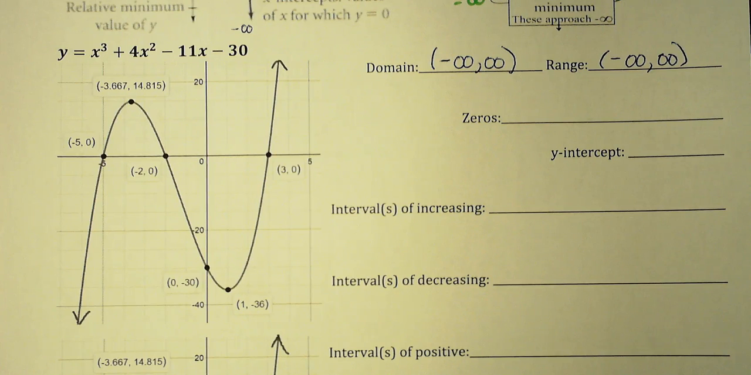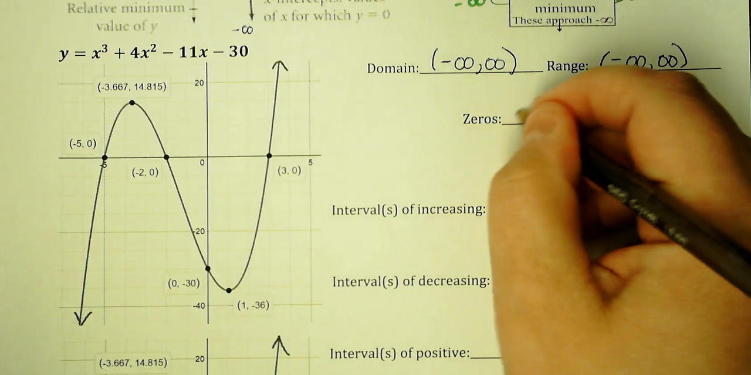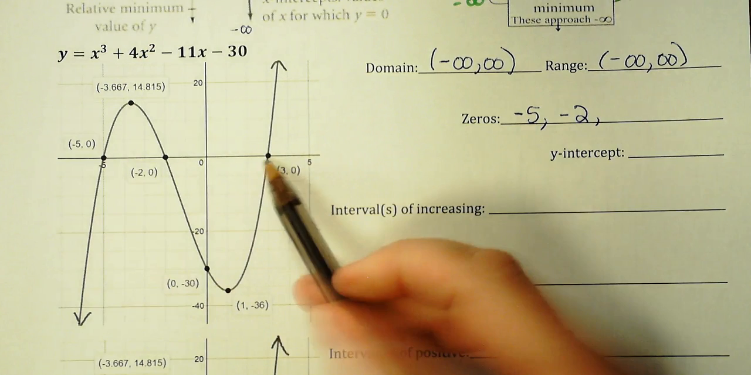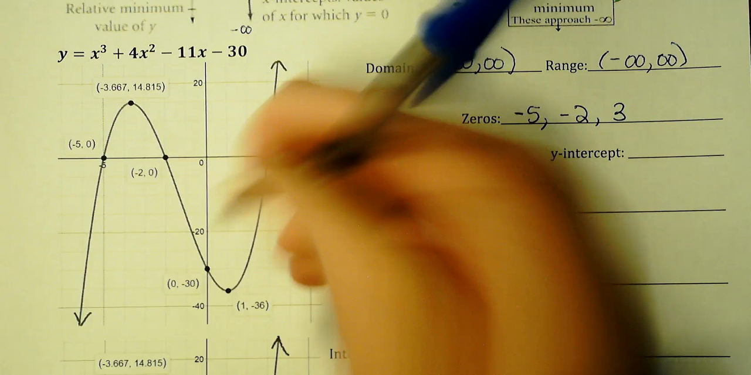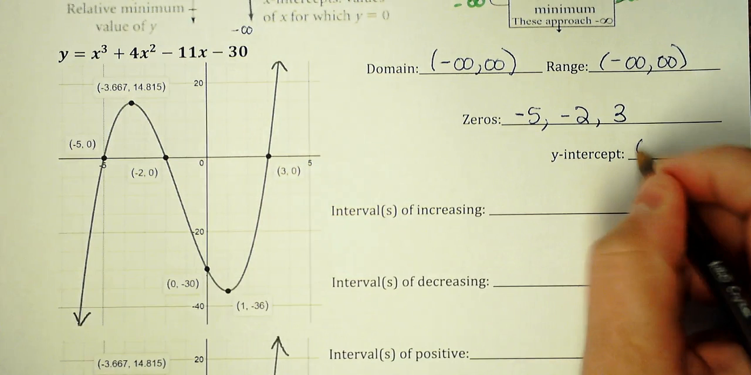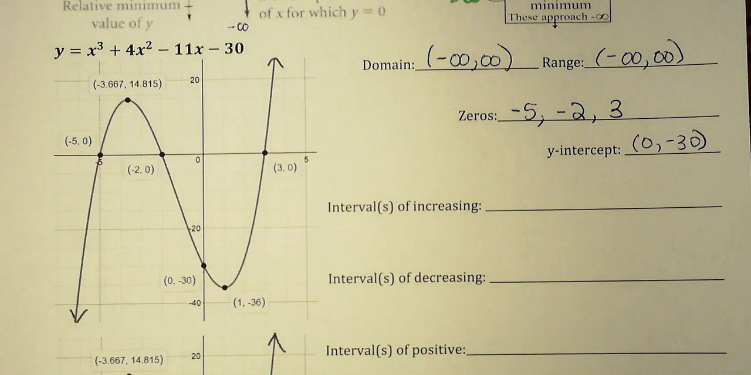Now, the zeros, all you're looking for there is where the graph crosses the x-axis, and it's the x value. So right here, I've got one at -5, I've got one at -2, and I've got one at 3. So those are my zeros. Just write those down. The y-intercept is where you cross the y-axis. So if you look right here, you just need the -30, or you can write the point, whatever's easier for you. But the y-intercept would be the point (0, -30). The y-coordinate there is -30.